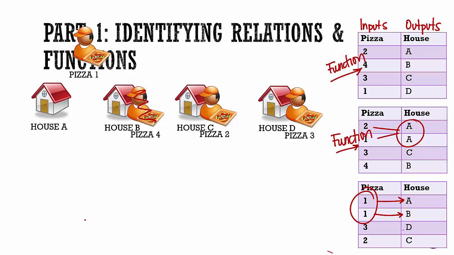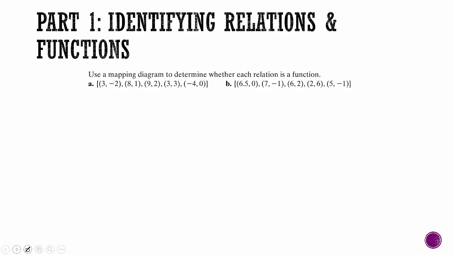This pizza shouldn't be here. No one ordered pizza 4. So because of that, it's easy for us to see that this is not a function. These 2 inputs right here gave you different outputs, and that's not allowed. So in order to see this, we use something called a mapping diagram. And a mapping diagram has us split inputs and outputs up.